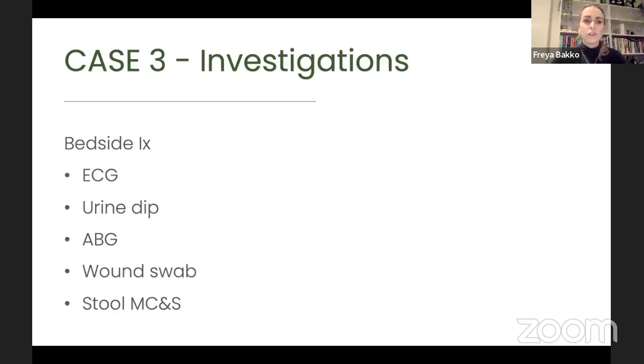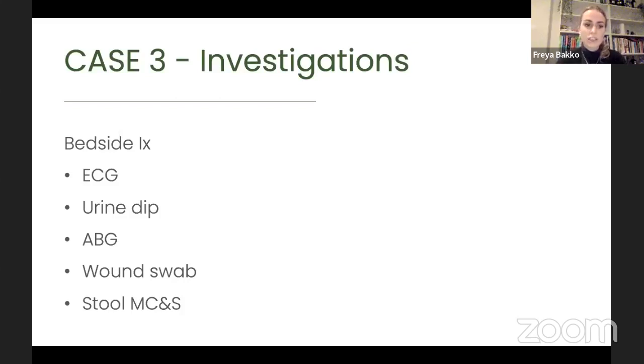So the first thing you want to do is your bedside investigation. Make sure you obtain an ECG in a patient with tachycardia. An easy assessment to do in a patient with fever is a urine dip. Not only can you assess for signs of infection or leukocytes and nitrites in the urine, but you can assess other things like blood and protein in urine as well, which is important in other causes of infection, such as renal stones causing sepsis.